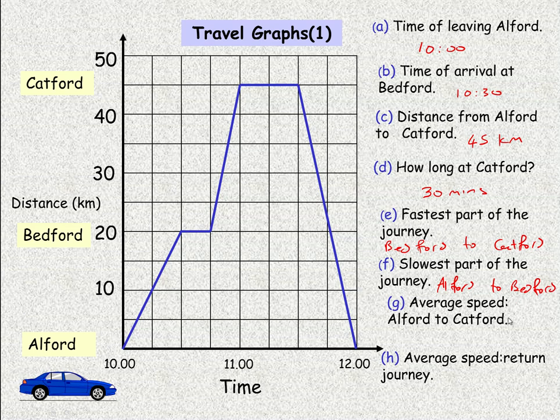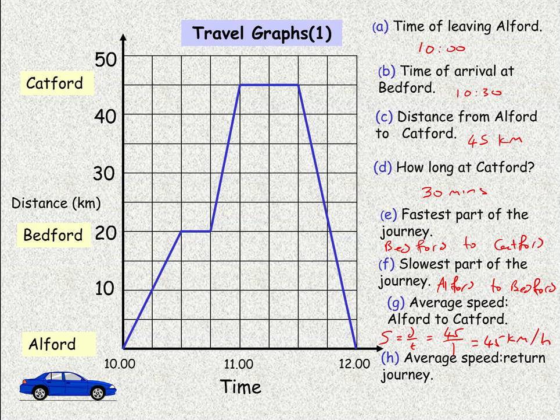Average speed from Alford to Catford. So Alford to Catford, well, let's see if I can remember first. Speed is equal to distance over time from last time. The distance from Alford to Catford is 45 kilometers, so that's going to be 45. And the time it took to get to Catford, starts at 1000 hours at Alford, arrives there at 1100, so that's 1 hour. So 45 divided by 1, which is equal to 45 kilometers per hour.